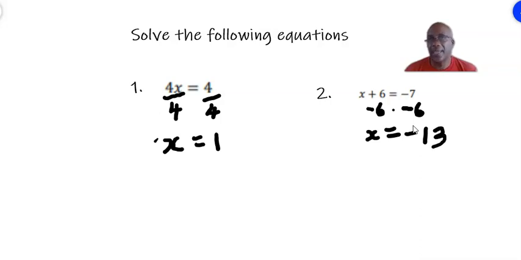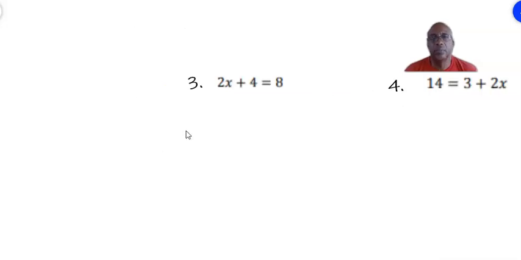We can always check if our answer is correct by substituting the negative 13 for x in the original equation. Negative 13 plus 6 equals negative 7. So you know you are correct. Let's go to the next example.